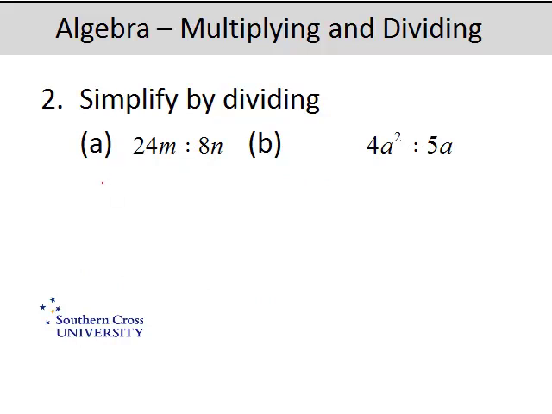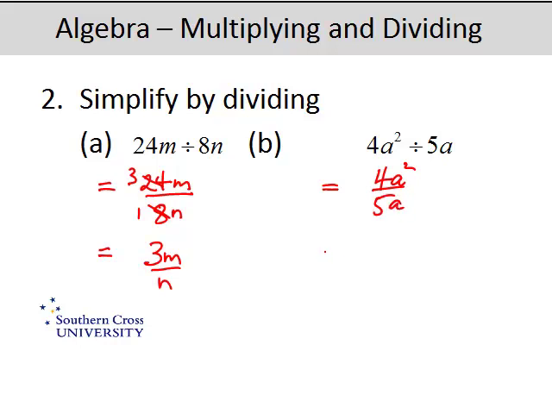Now we're dividing, and the first thing that I like to do when I'm dividing is write them in fraction form. So this is 24m over 8n, and you can see that 8 will go into both of those numbers, top and bottom. So 8 goes into 8 once, and 8 goes into 24 3 times, so the answer is 3m over n. With B, let's write it in fraction form, so it's 4a squared over 5a. Now remember that a squared is equal to a times a. So a goes into a once, a will go into a squared a times, so we just don't need the square anymore. So that becomes 4a over 5.